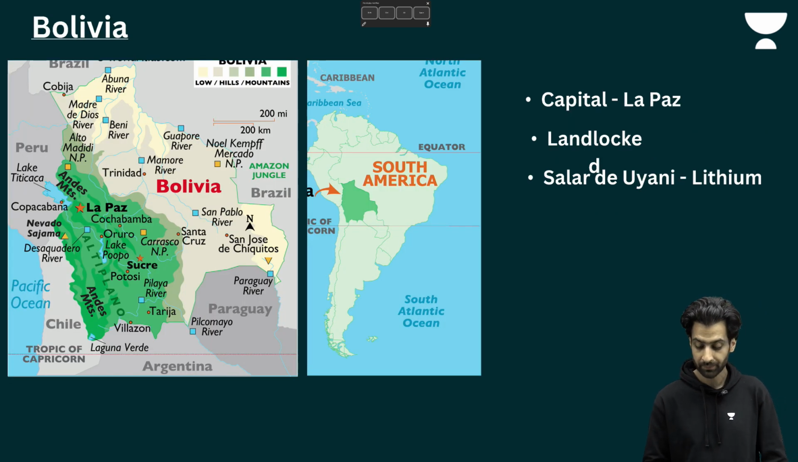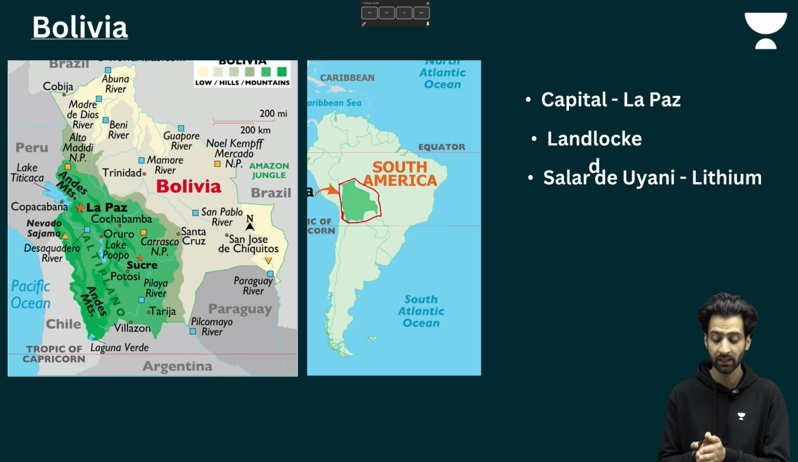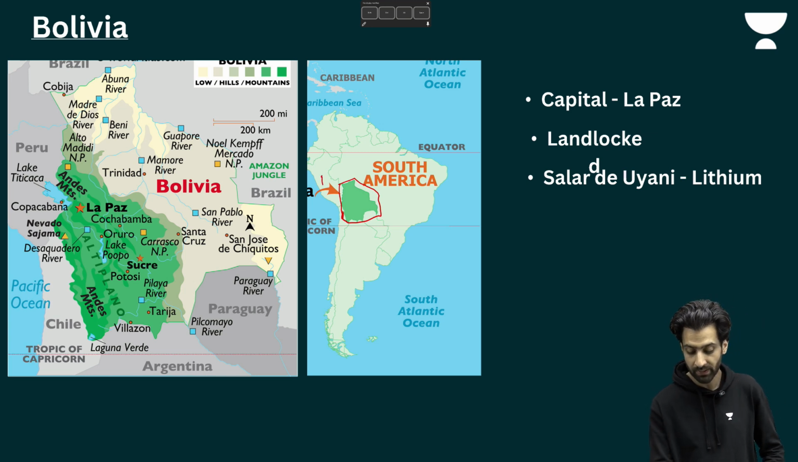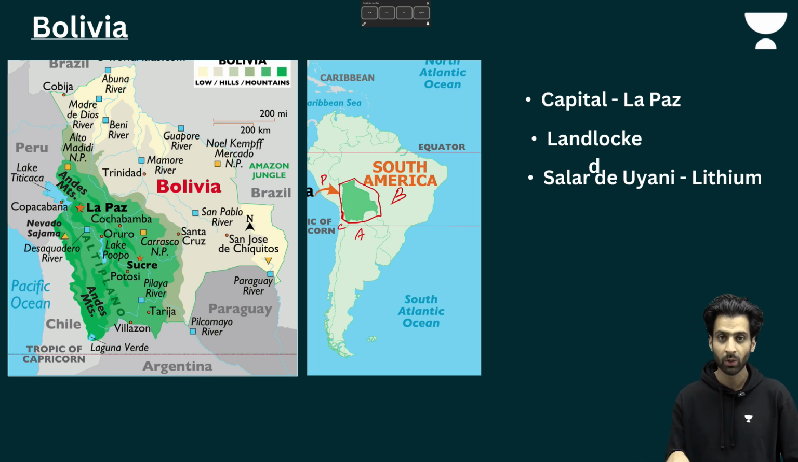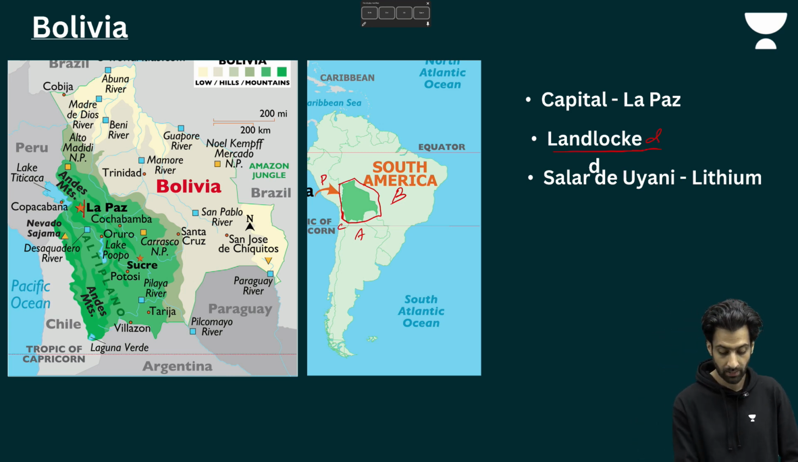Coming to Bolivia, this is the location of Bolivia. As you can see, it has no access to sea. Can you see it is bound by land masses on all sides, by countries on all sides. From this side, you can see it's Peru, Chile, Argentina, and you have Brazil. All these countries are taking all the boundaries of the region. So that is why we call this country a landlocked country. The capital is La Paz.